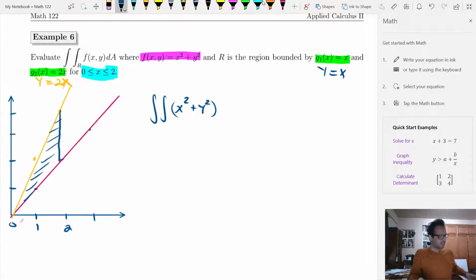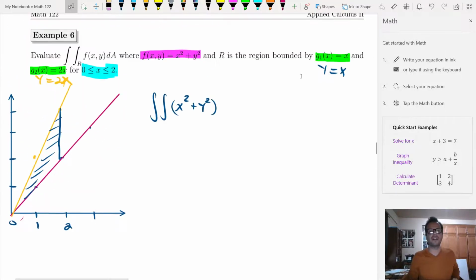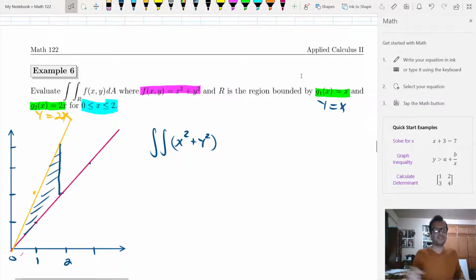In this case, I'm not going to do both orders of integration, only one, because otherwise it is going to take forever. I'm going to do dy first and then dx. How do we do the y first and then x?